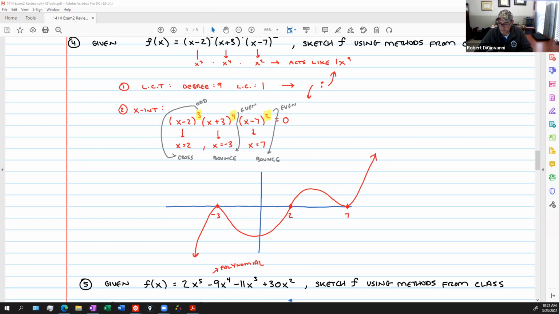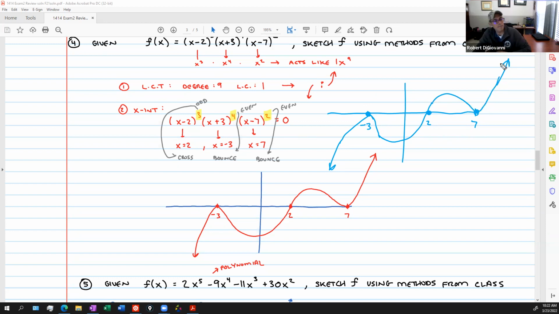Okay, so once I would be here, I would go to plot my x-intercepts at 2, at -3, and at 7. And I know that my left side goes down and my right side goes up. And then at -3, I'm going to bounce. So I bounce off the x-axis. At 2, I cross, so I cross through. And then at 7, I'm going to bounce, so I bounce off and go back up.